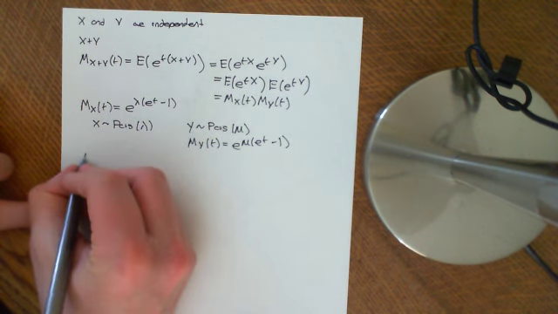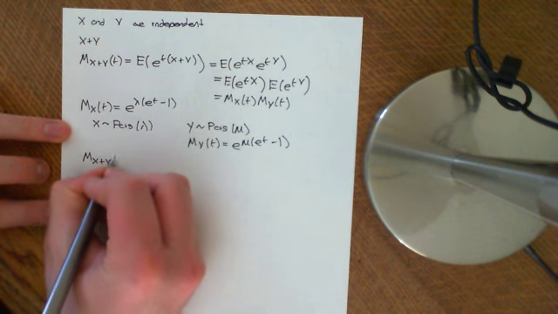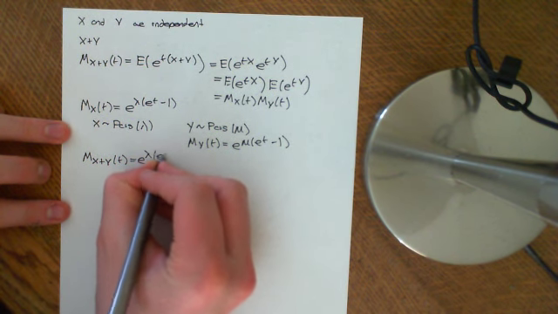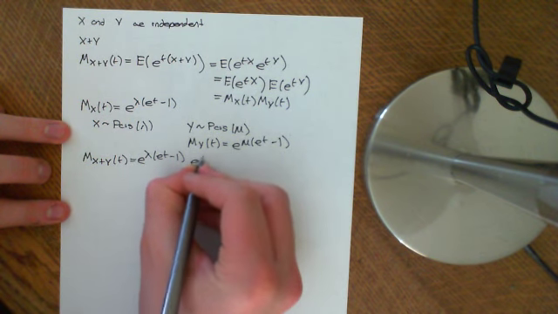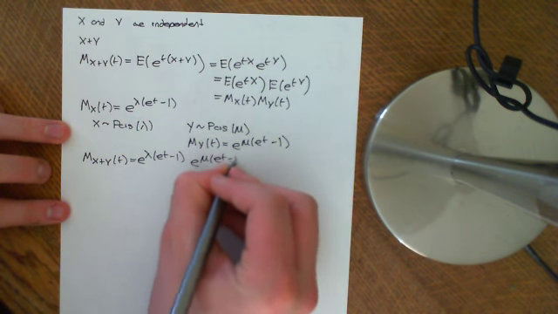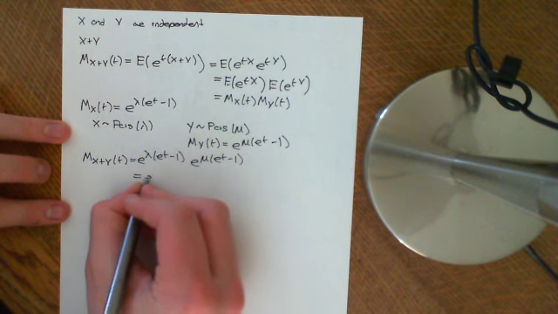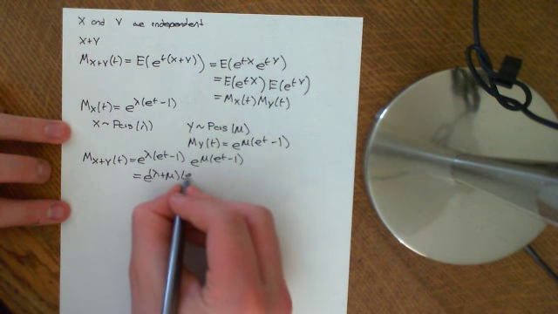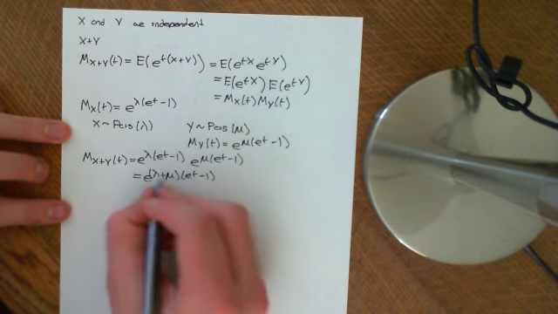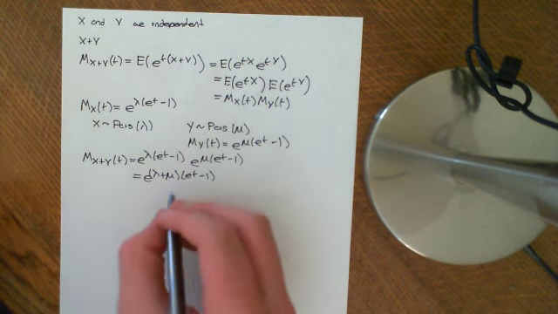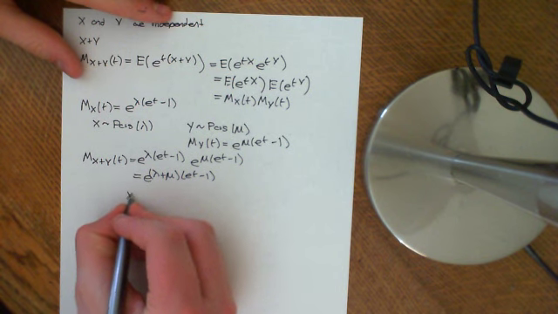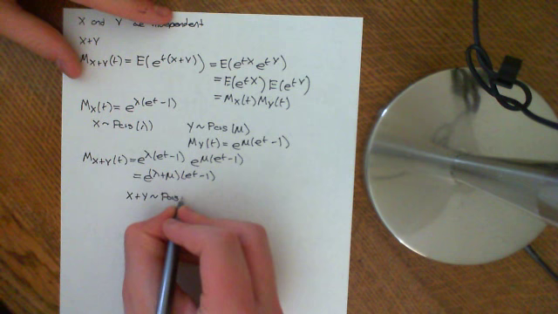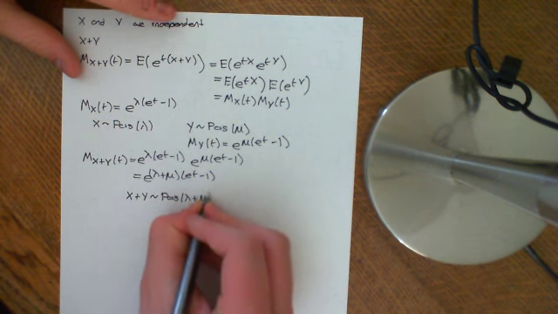Okay, so that implies that M_(x plus y) as a function of t is equal to these two multiplied together, e to the lambda (e to the t minus 1) times e to the mu (e to the t minus 1). And now we just combine them together to get e to the (lambda plus mu) times (e to the t minus 1), which is the moment generating function of a Poisson distribution. So this implies that x plus y is distributed Poissonly with parameter lambda plus mu, and we did not prove that.